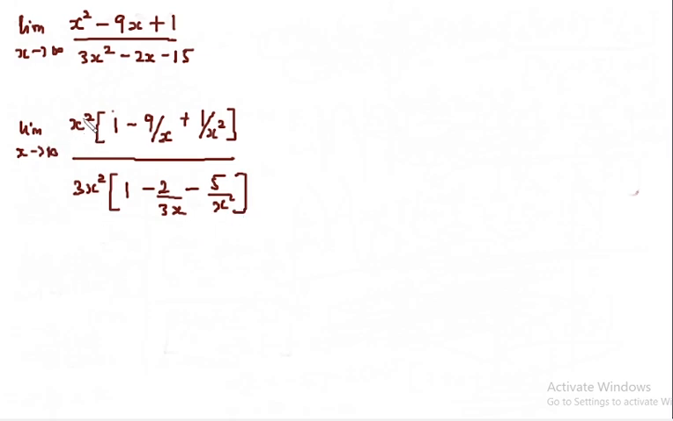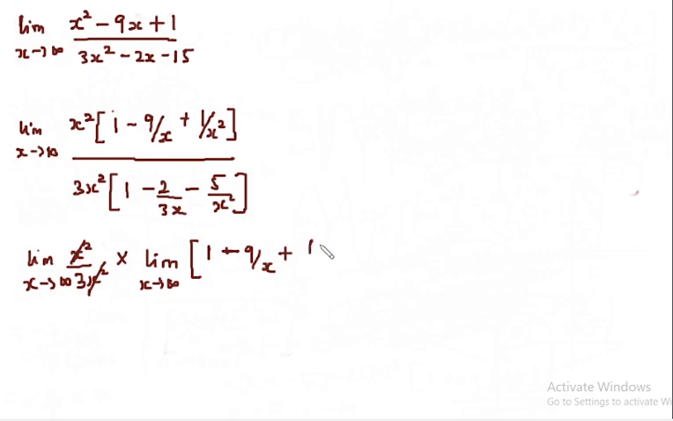Like I did before, I can separate these two. So this will be the limit as x approaches positive infinity of x squared over 3x squared, which can cancel out, times the limit as x approaches positive infinity of the brackets: 1 minus 9 over x plus 1 over x squared, divided by, open brackets, 1 minus 2 over 3x minus 5 over x squared.